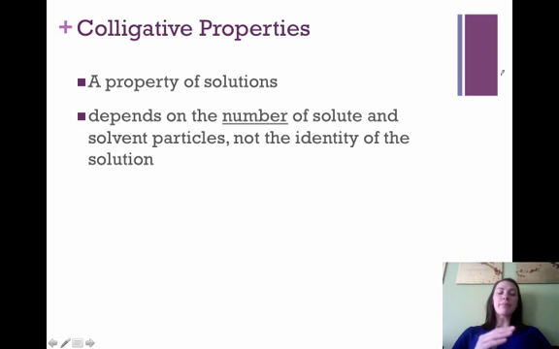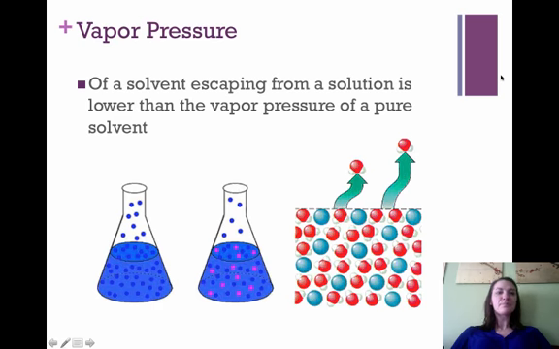So these properties are always true for every solution because they depend on basically the number of solute particles that are in a particular solution. So they are properties that only apply to concentrations of solutions, okay? Depends on the number, not what it is, okay? So let's go through, there are 4 of them. The first one is vapor pressure.